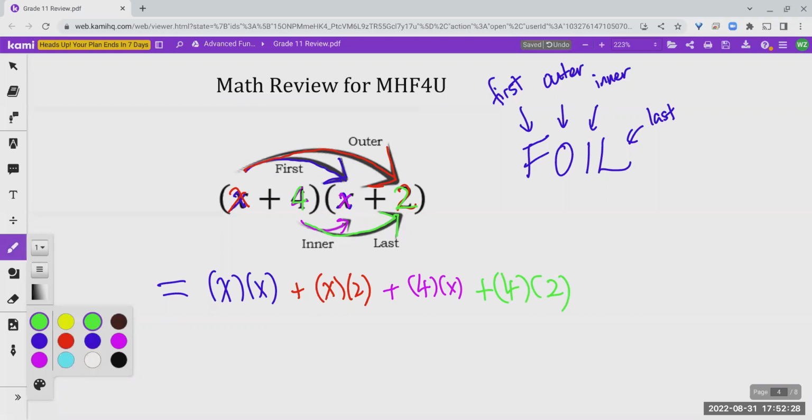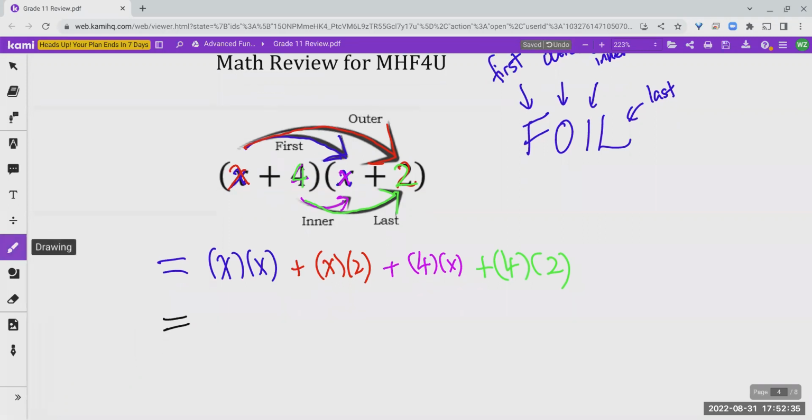All right, let's simplify this. Actually, I'm going to use black. You know, I can't be bothered to change color every time. So x times x is x squared. X times 2, that is 2x. 4 times x is 4x. And then 4 times 2 is 8.